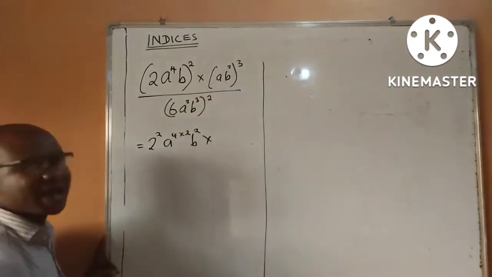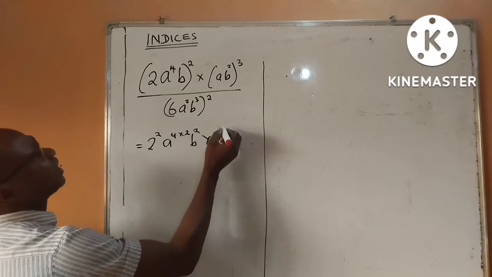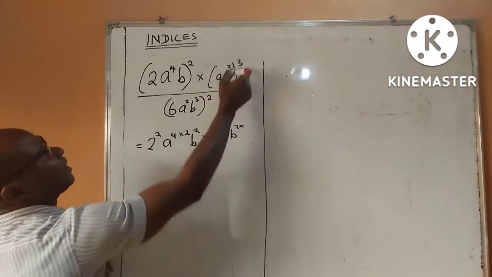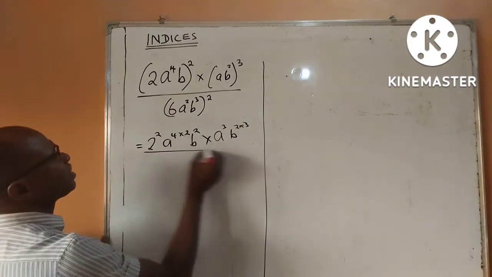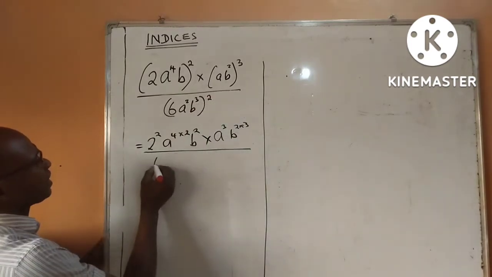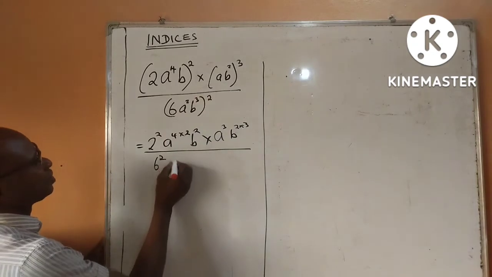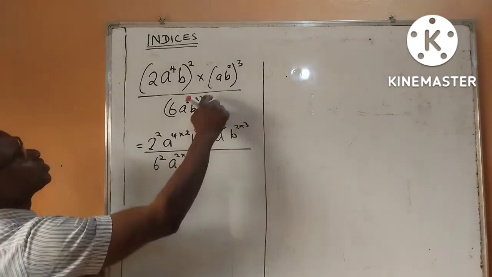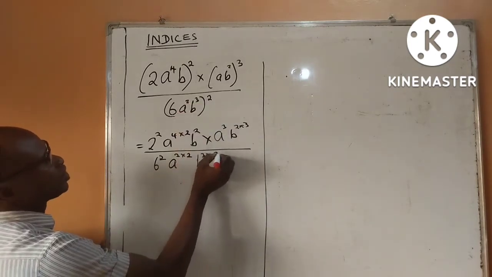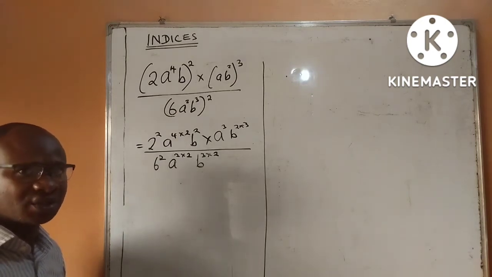Multiply by, I come to the next bracket at the numerator. So a raised to the power 3 outside. Then b raised to the power 2 multiplied by the 3 outside the bracket. Divided by 6 raised to the power 2 outside the bracket. Then a raised to the power 2 times 2 outside the bracket. And then b raised to the power 3 times 2 outside the bracket. So I have removed all the brackets in the question.